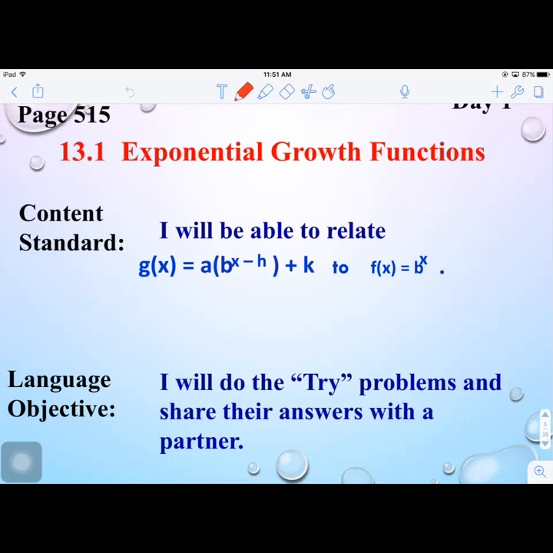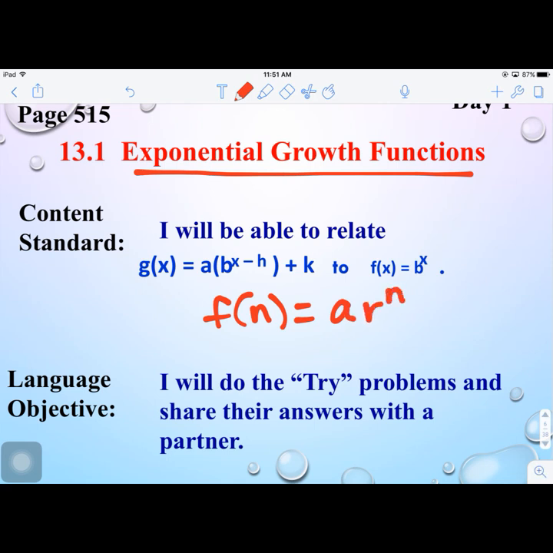Hello everyone. Today we're going to learn lesson 13.1 day 1 and we're going to begin the unit on exponential growth functions. We've already been exposed to exponential functions a little bit from module 12, when we had the f of n function equals, for the geometric sequence, a1 times r to the nth power. So that was the beginning of an exponential function.